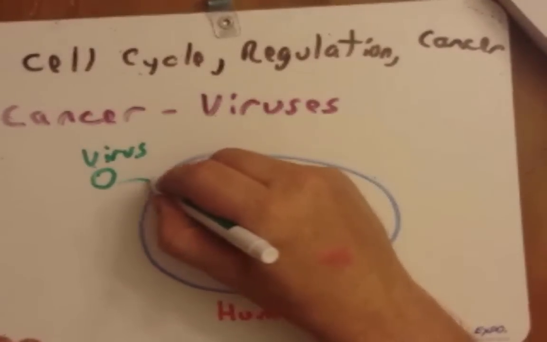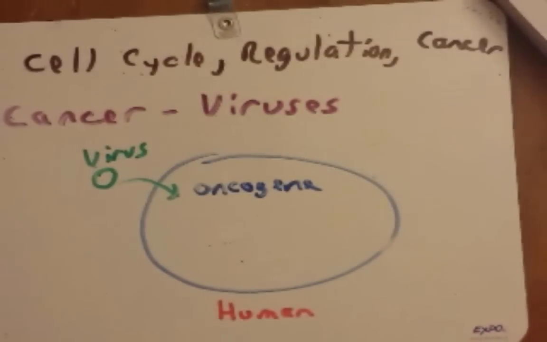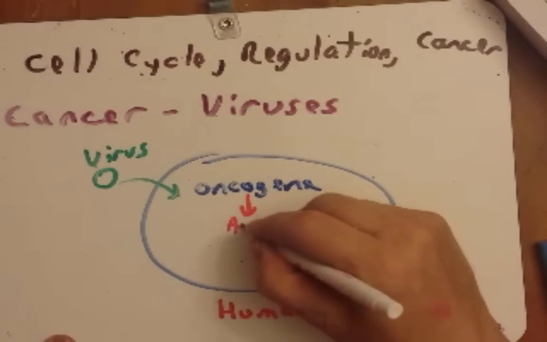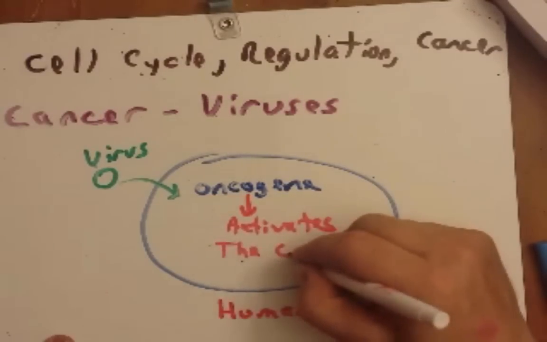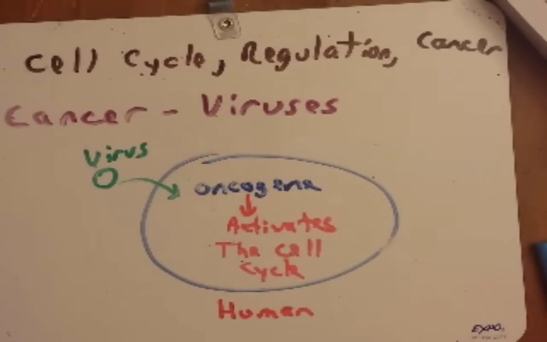But the virus can enter the cell, and once in the cell, it can produce an oncogene from its own genome. Now the virus may incorporate into the host genome, or it may not, depending on the virus. But this oncogene, somehow or another, activates the cell cycle. For instance, it could activate the protein that we talked about before. It could activate RAS, so that RAS is always active. Whatever it's doing, and there's several examples of this, it can introduce this oncogene that ultimately drives the cell cycle forward without regulation.